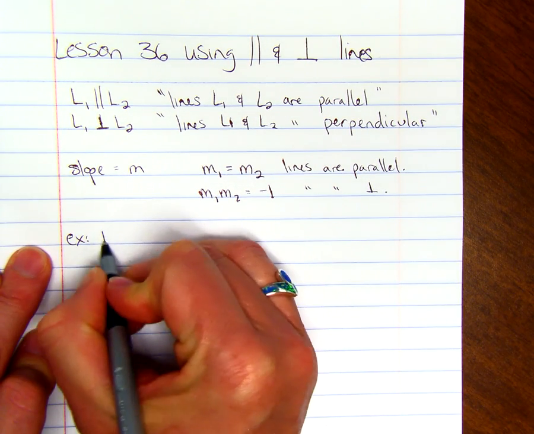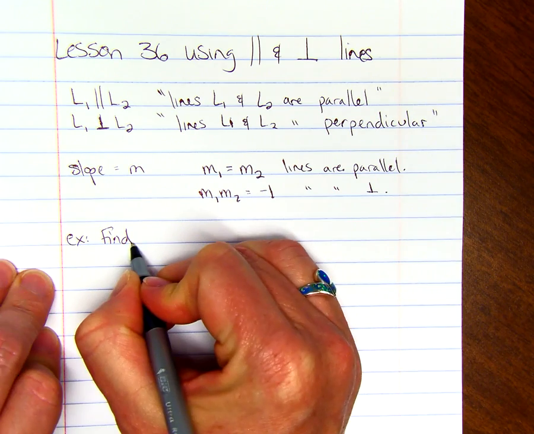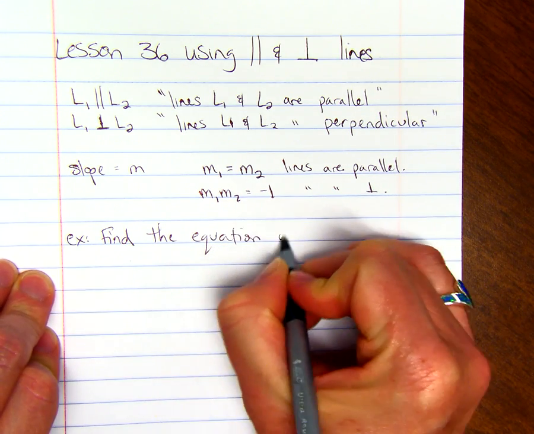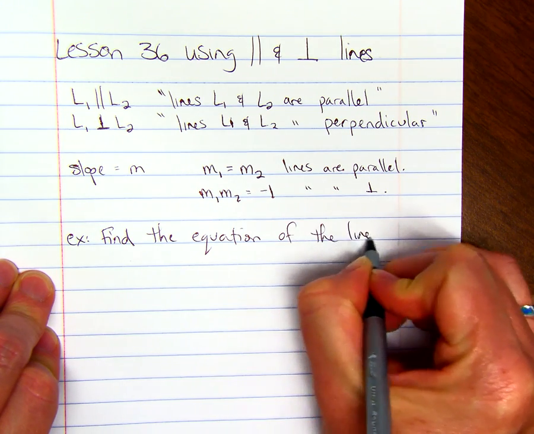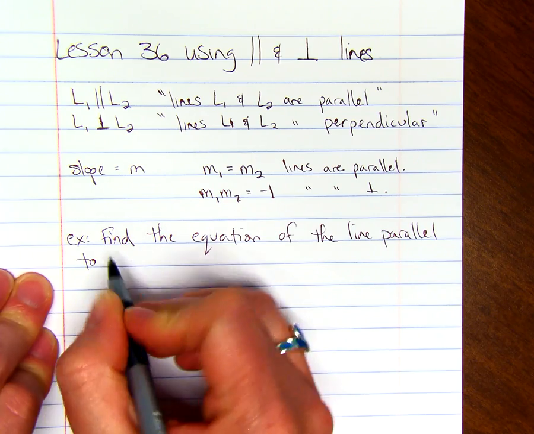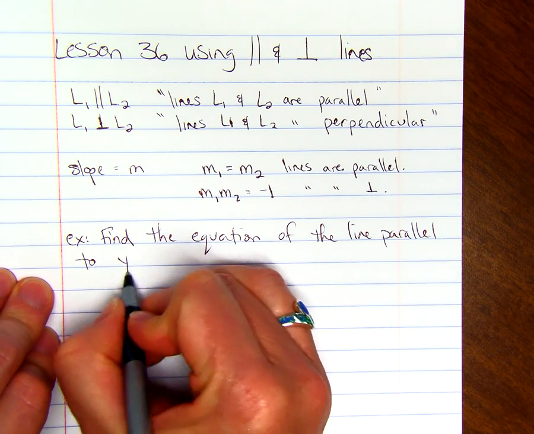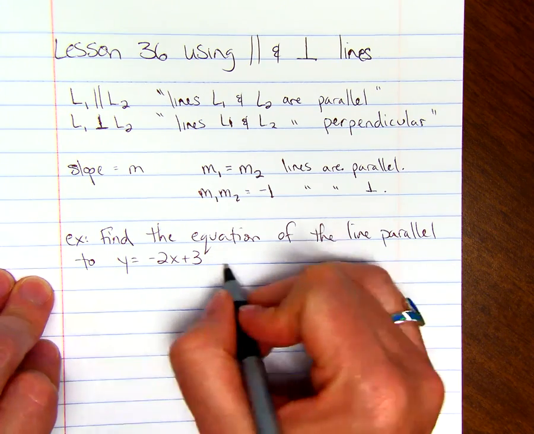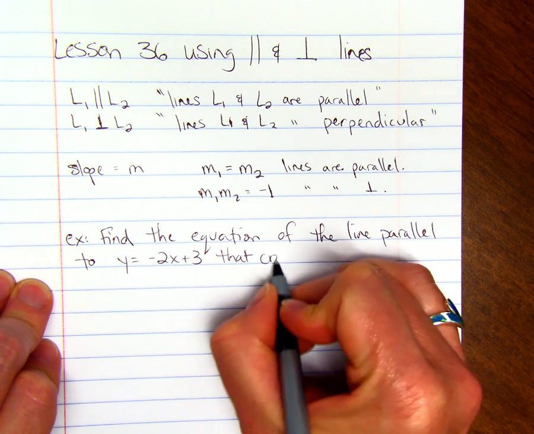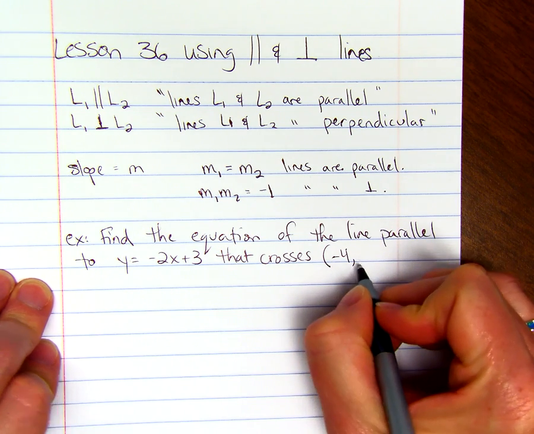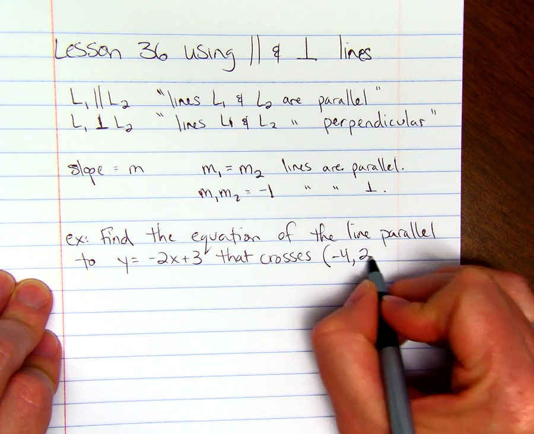Let's do this one. Find the equation of the line parallel to y equals -2x plus 3 that crosses the point -4, 2.